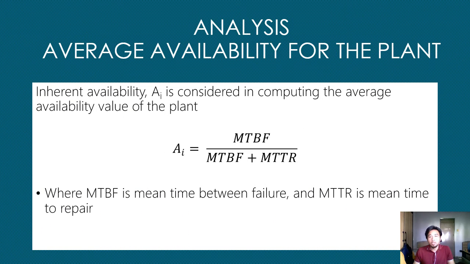Now, average availability for the plant. Inherent availability A is considered in computing the average availability value of the plant. A is the probability of the ability of the equipment to be functioned on a specified time given under an ideal condition applied on the system. General function to calculate A is MTBF over MTBF plus MTTR, where MTBF is mean time between failure and MTTR is mean time to repair.